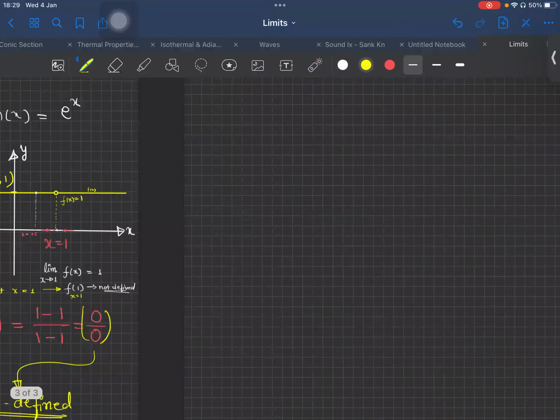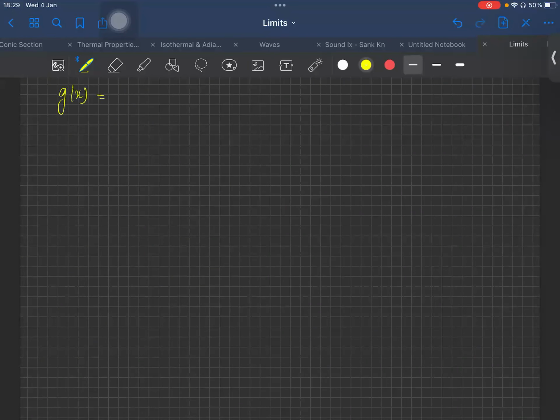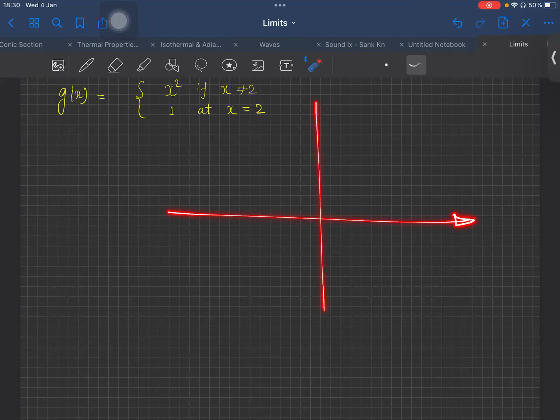All right, now let's take another example. Let's say some function g of x. Let's define this function. It is x square if x is not equal to 2, and it is 1 at x is equal to 2. Can you plot this graph? Just try to plot this function. Draw x, y, and try to plot this function.